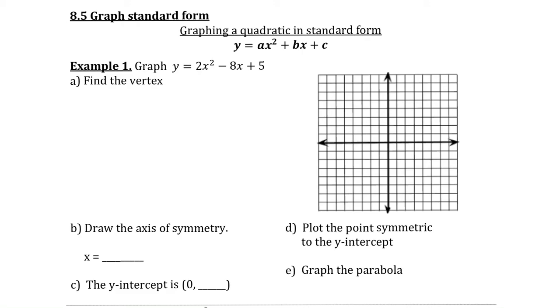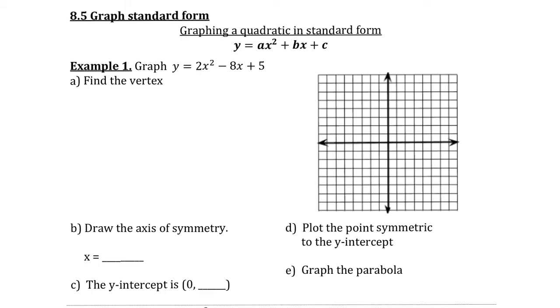Today we're going to graph from standard form instead of from vertex form. Vertex form is the one that told us whether the vertex moved right or up or down or whatever. Okay, and this is standard form. When we graph in standard form, we're going to find the vertex, we're going to draw the axis of symmetry, we're going to use the y-intercept and a point symmetric to the y-intercept to get a good graph for our parabola.